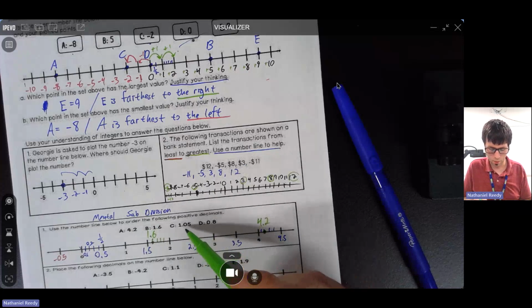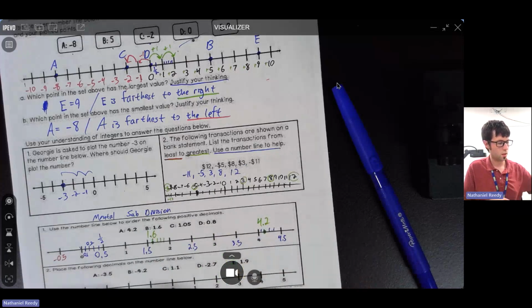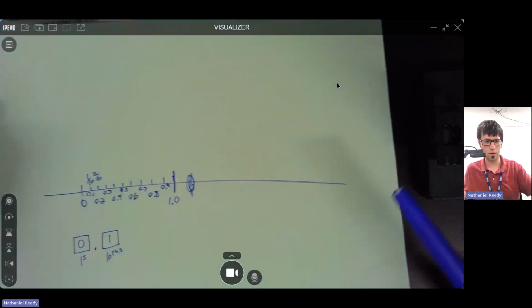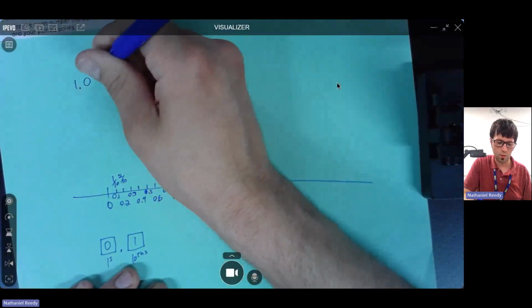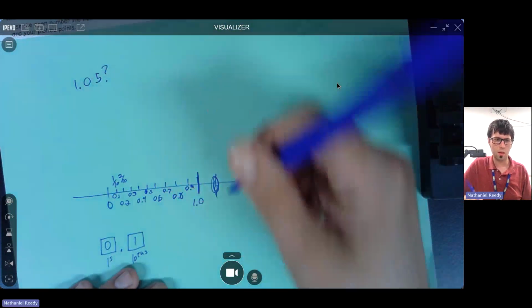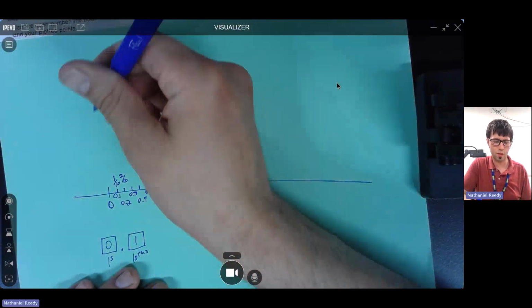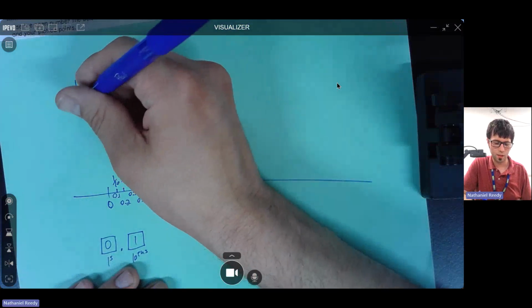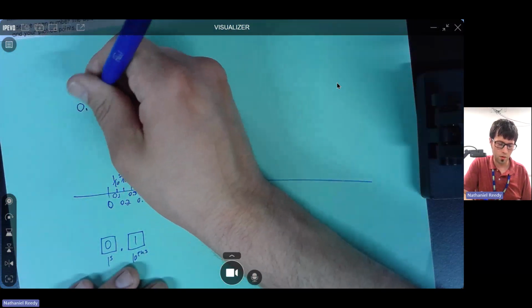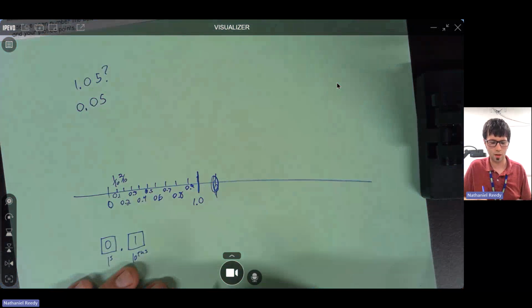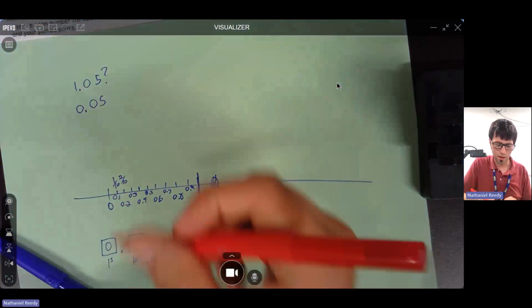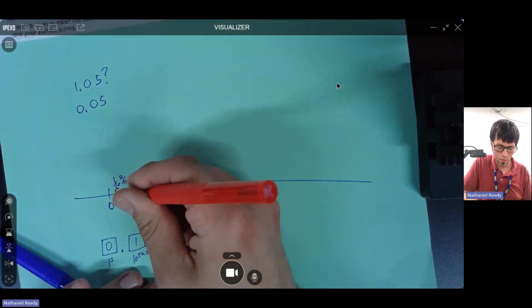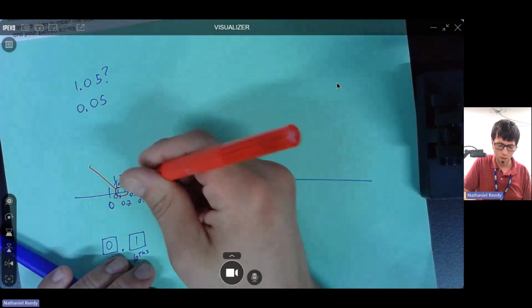And what about this one? 1.05. Okay, so can I go back to my paper over here? How am I supposed to find 1.05? Well, okay, so instead of looking at 1.05, let's just take off that 1 for a second. Let's look at 0.05. That's a little easier to tackle with the number line I drew. So I'm going to take the number line from this area right here, and I'm going to kind of zoom into it.